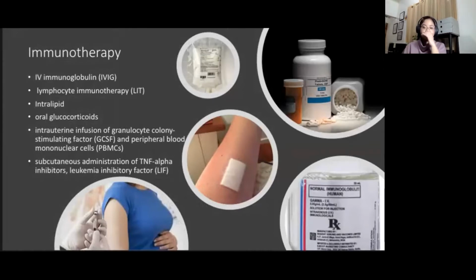Now, because of the discovery of immunological abnormalities in RPL patients, several immunomodulatory therapies were introduced to maintain the immune balance at the maternal-fetal interface. Within this context, immunotherapy may be considered as one of the treatment options to improve pregnancy outcomes in these women. These are the options listed here. Because of time constraints, I will just focus on the first four immunotherapy options.